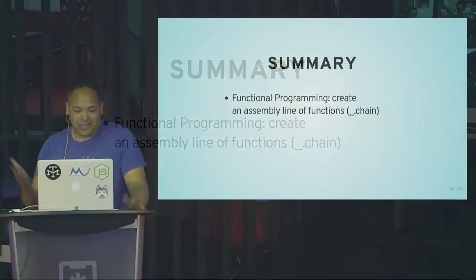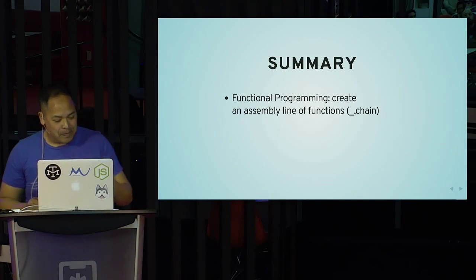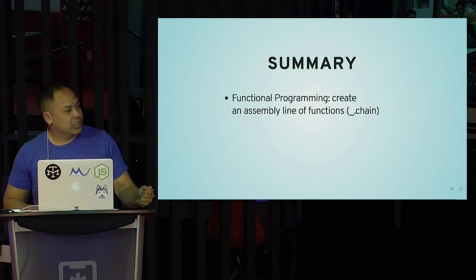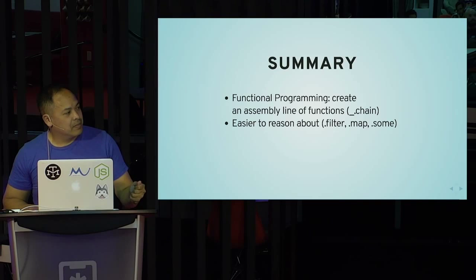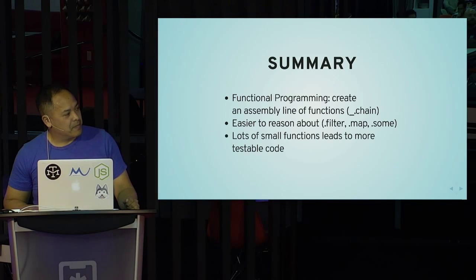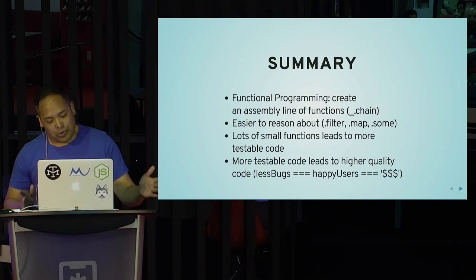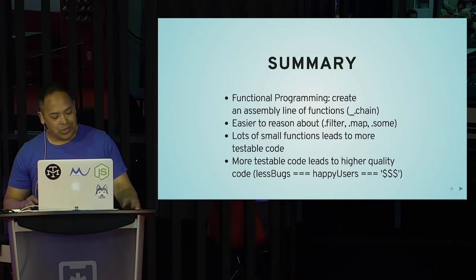All right, so just to summarize, use the .chain method. It's creating a pipeline of functions. Use higher order functions, or smaller functions like filter, map, and sum. And use lots of small functions, which leads to more testable code. And more testable code leads to fewer bugs, equals happy users, equals more revenue.